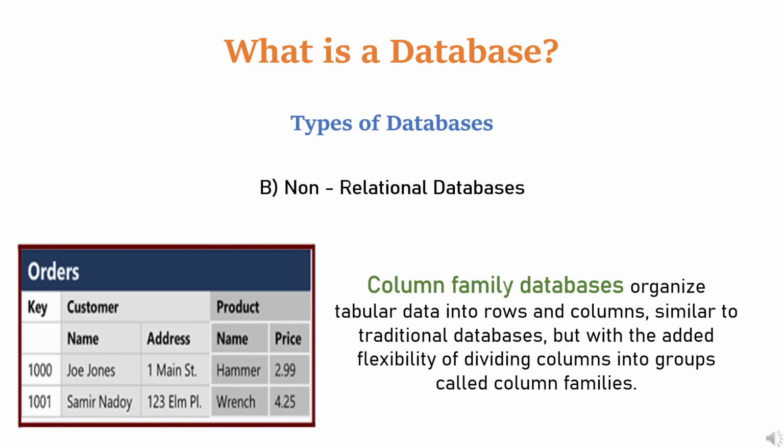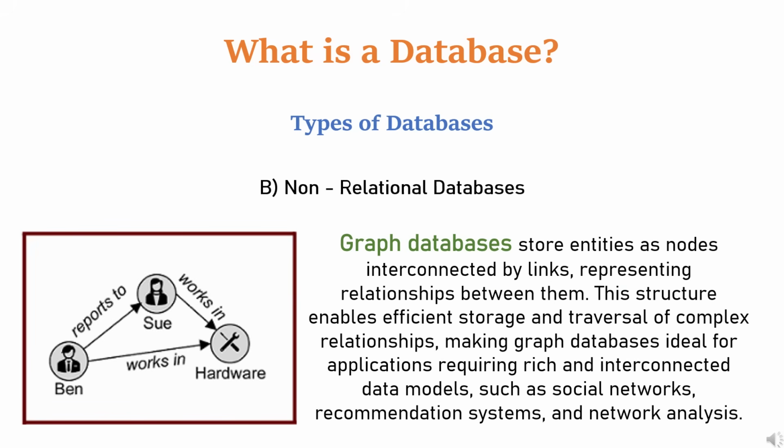Column family databases organize tabular data into rows and columns, similar to traditional databases, but with the added flexibility of dividing columns into groups called column families. Graph databases store entities as nodes interconnected by links, representing relationships between them. This structure enables efficient storage and traversal of complex relationships, making graph databases ideal for applications requiring rich and interconnected data models such as social networks, recommendation systems, and network analysis.